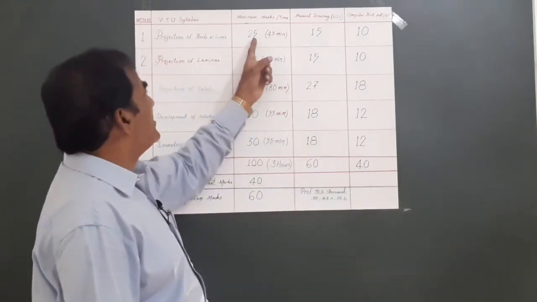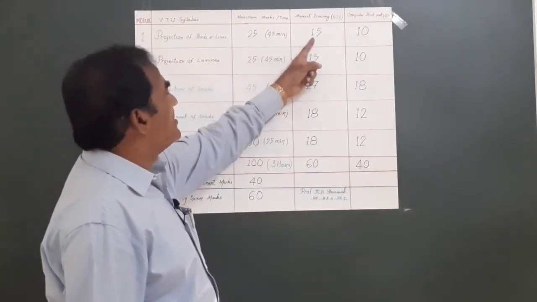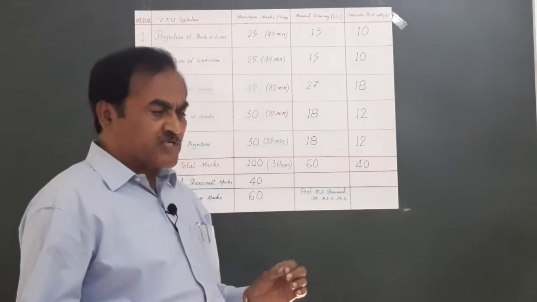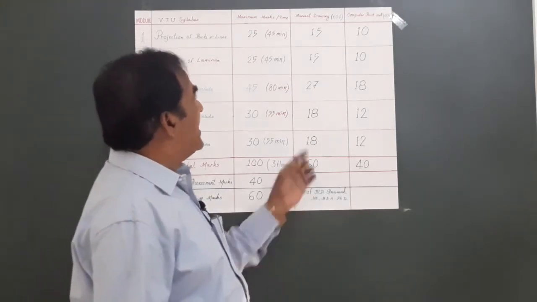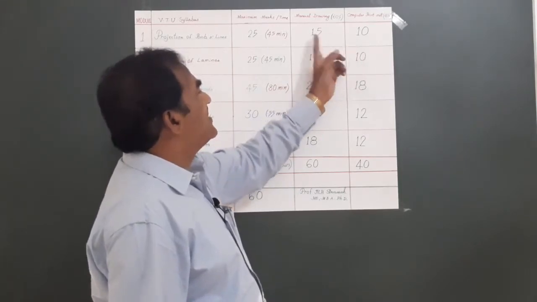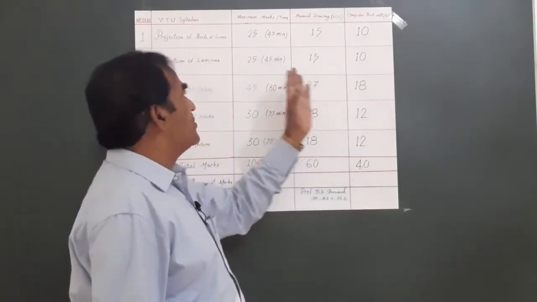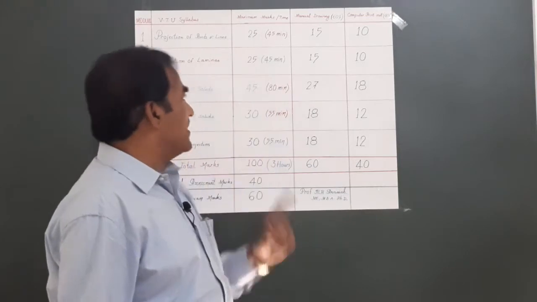So out of these 25 marks, 15 marks are for the manual drawing, which the student is going to complete using the instruments, pencil, etc. And then he has to compute that in the system, that carries 10 marks. Totally the marks is 25.